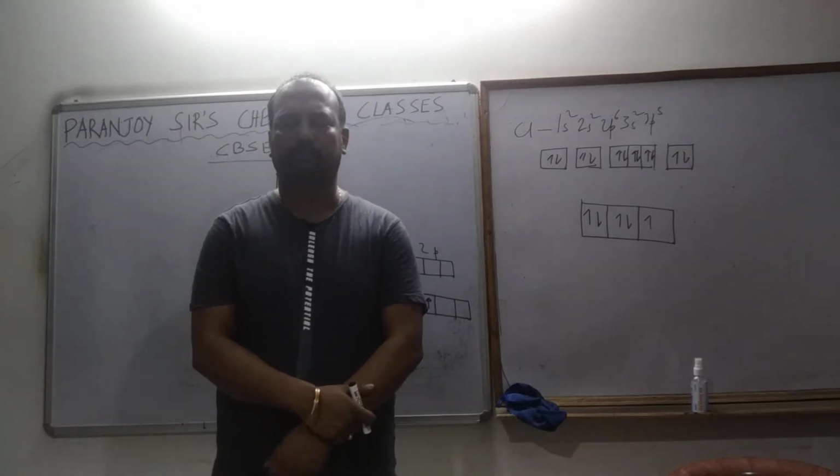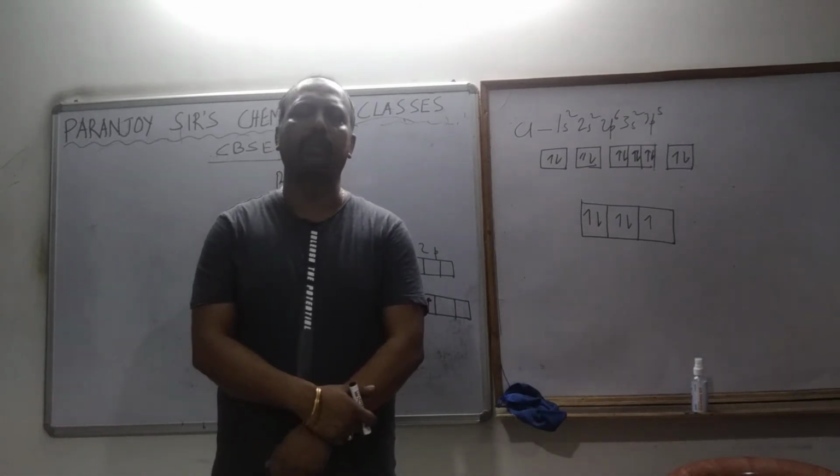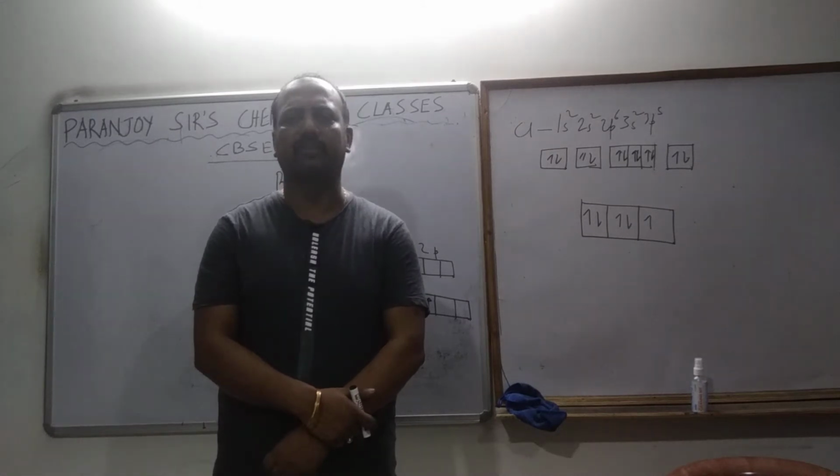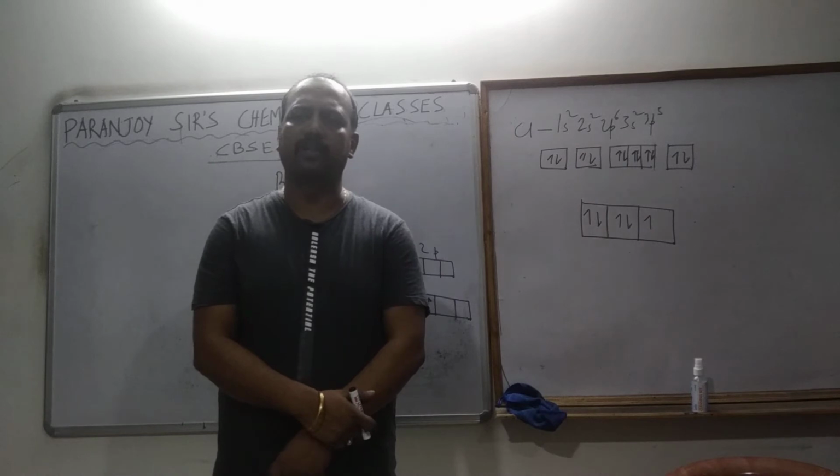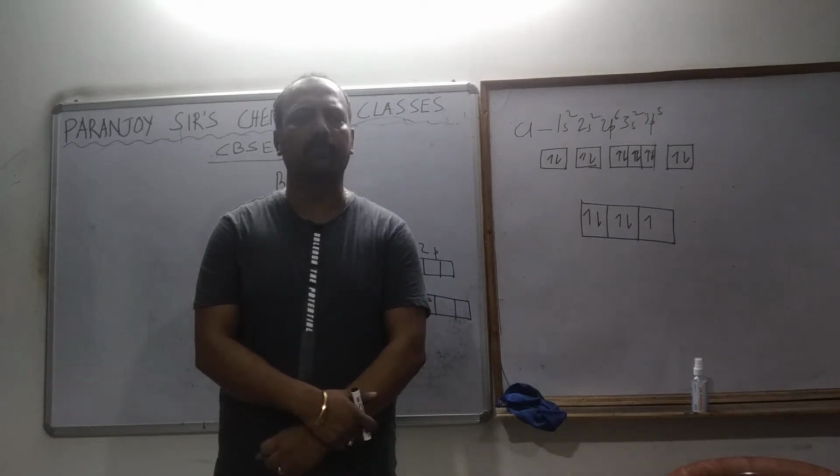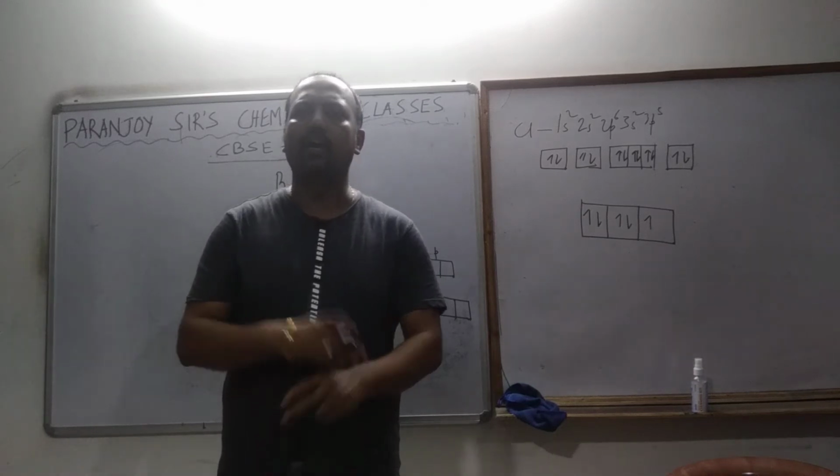Yes or no? Is chlorine ready to form one bond? It's ready, right? Because it has one unpaired electron. So we don't have to do anything with the chlorine because it's already ready. Now please understand.